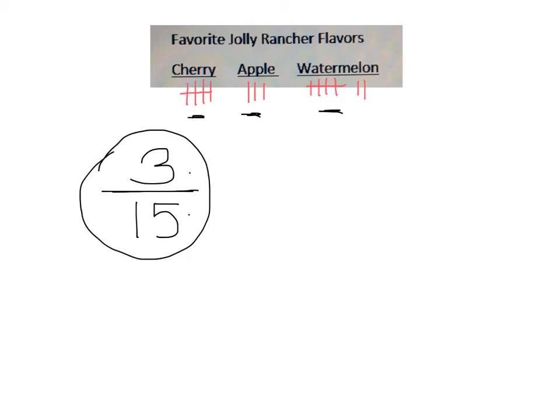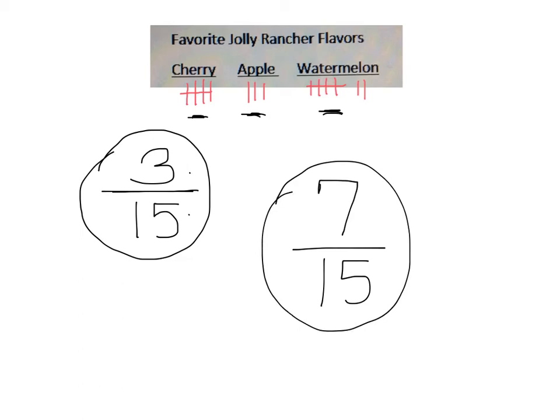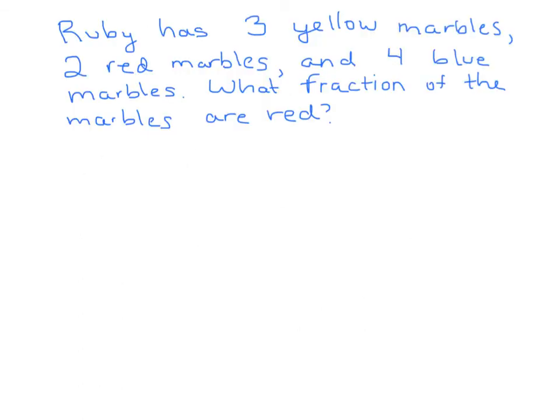Now let's think about what fraction chose watermelon. See if you can think of the fraction in your head now. What fraction chose watermelon? Well, let's see. There was 7 that chose watermelon out of how many students altogether? 5 here plus 3 here plus 7 here, and that is 15. So 7/15 chose watermelon.